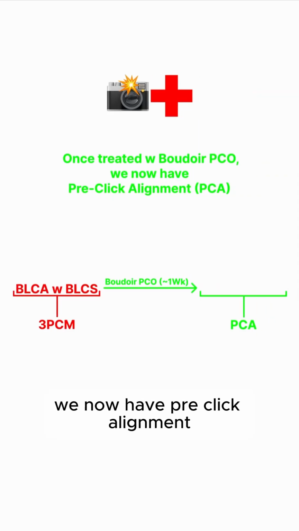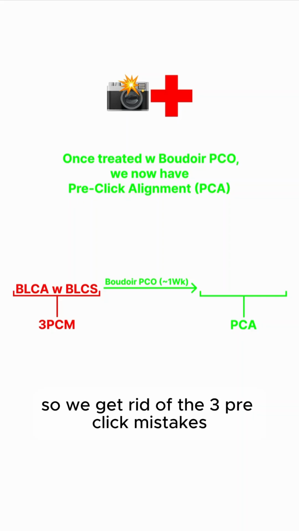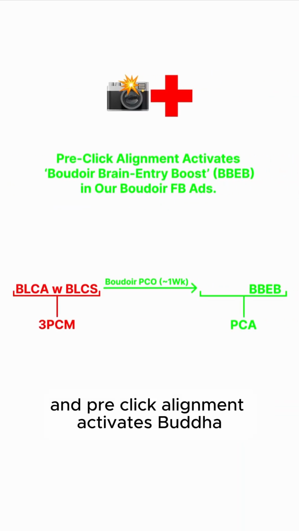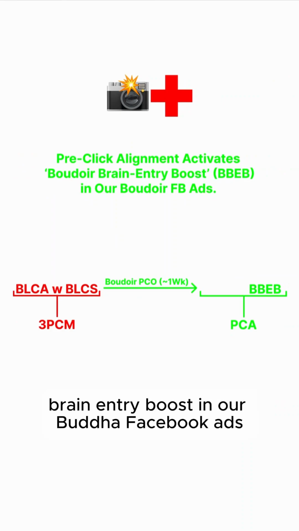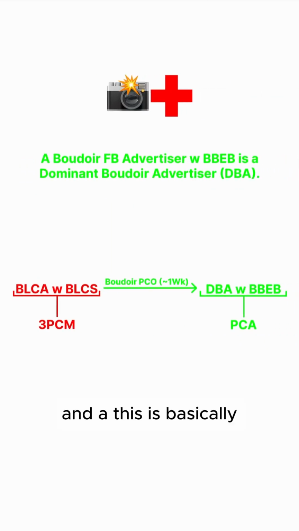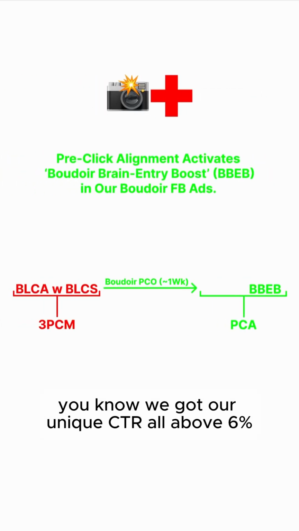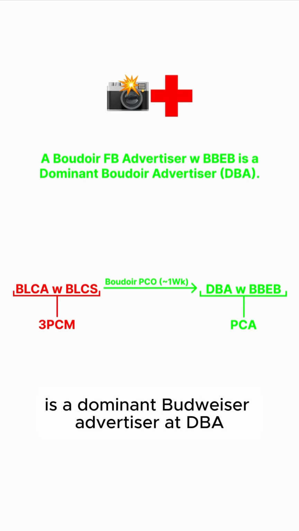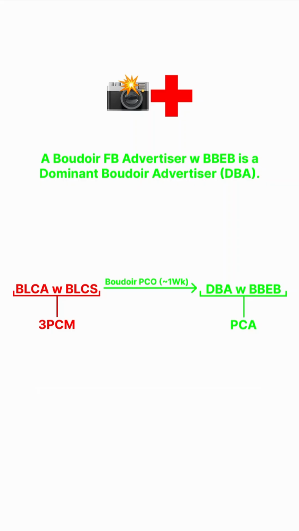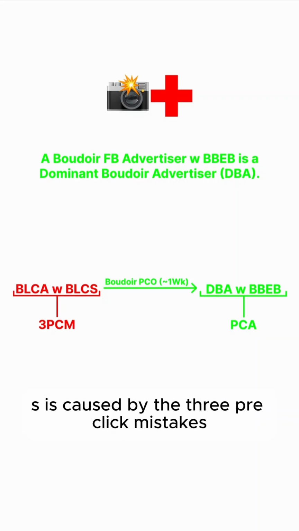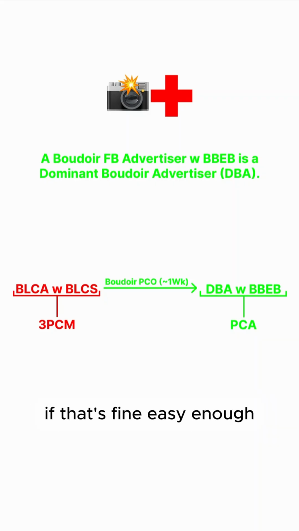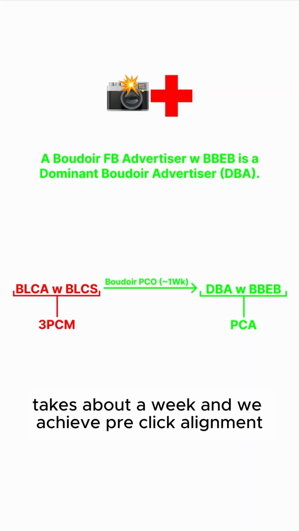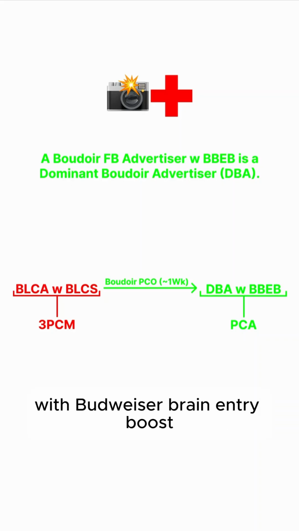Now, once treated with Boudoir PCO, we now have pre-click alignment. So we get rid of the 3 pre-click mistakes, and we now have pre-click alignment. And pre-click alignment activates Boudoir brain entry boost in our Boudoir Facebook ads. And this is basically, we got our unique CTR all above 6%. And a Boudoir Facebook advertiser with Boudoir brain entry boost is a dominant Boudoir advertiser, a DBA. So we got our full universe here. A BLCA with BLCS is caused by the 3 pre-click mistakes. That's fine, easy enough. Treated with Boudoir PCO takes about a week, and we achieve pre-click alignment. We become a dominant Boudoir advertiser with Boudoir brain entry boost.